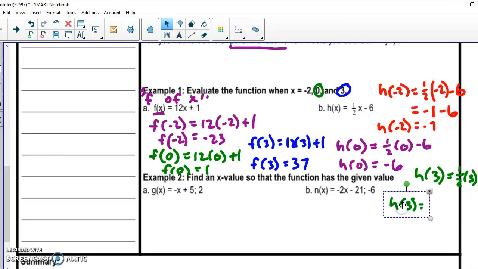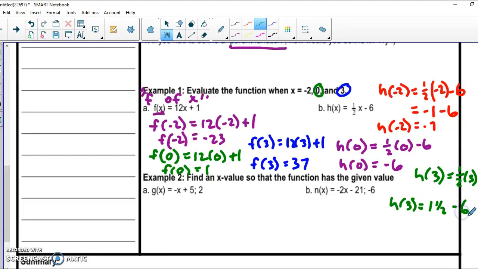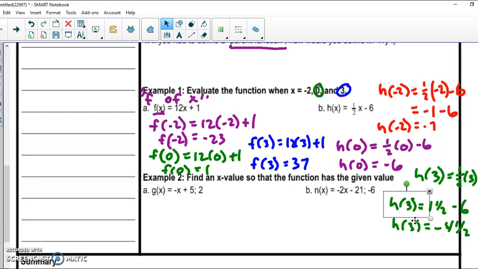Let me see if I can write this for you and then erase it. So 3 times 1/2 is 3/2, or 1 1/2. So I have 1 1/2 minus 6. So I'm at positive 1 1/2, and I'm going to go left 6. And I get -4.5. So let me go ahead and erase this so I've got room to show you the next set. But I think you've got the idea.